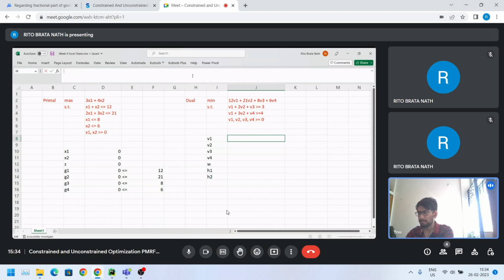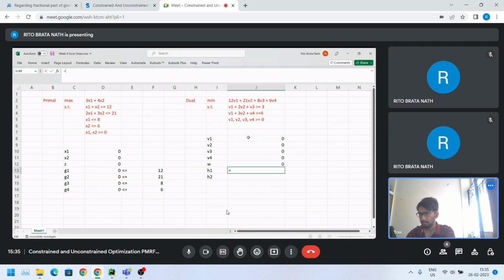Let's write down these expressions now. It's 12 times, not this one. First you have to initialize them to zeros. Here, let's write down. It's 12 times V1 plus 21 times V2 plus 8 times V3 plus 6 times V4. So that's the initialization. Next, we'll write down the constraint.